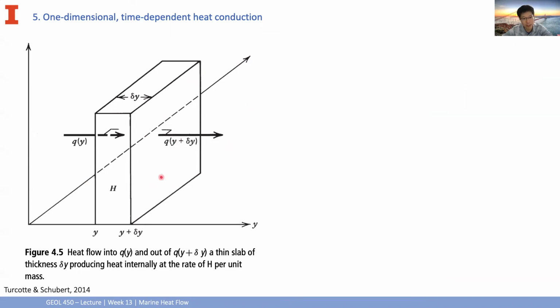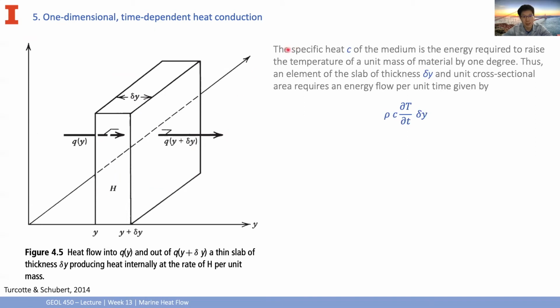So we want to know what energy we need to heat the thin slab up at a given time. In detail, first, the heat capacity, which is a constant of the given material.